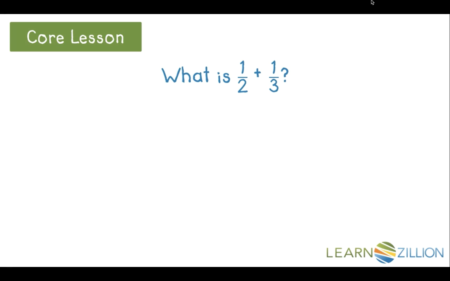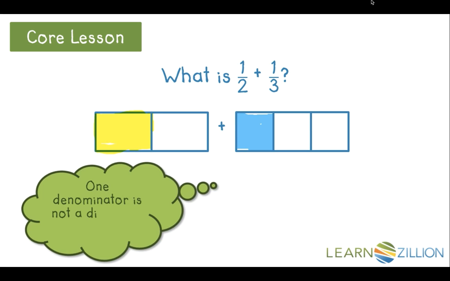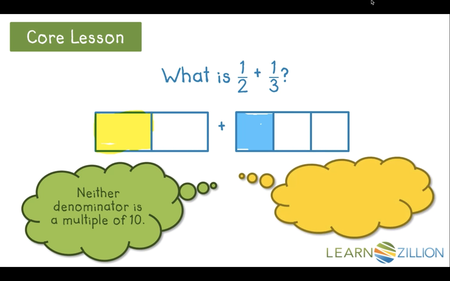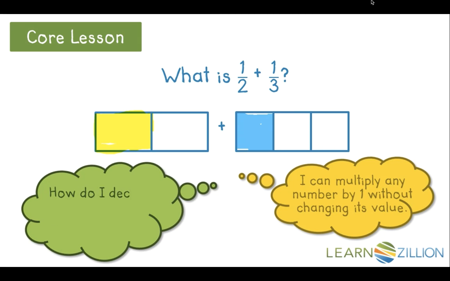Let's return to our original problem. What is 1/2 plus 1/3? Well, one denominator is not a divisor of the other, and neither denominator is a multiple of 10. So I can multiply any number by 1 without changing its value. I could use that to form some equivalents maybe. But how do I decide which equivalent fractions to form?